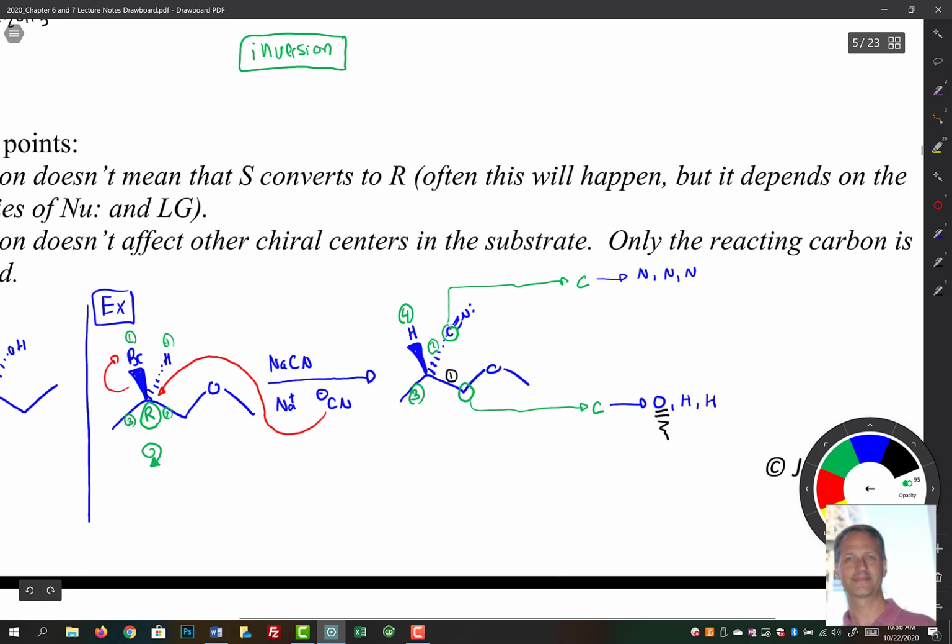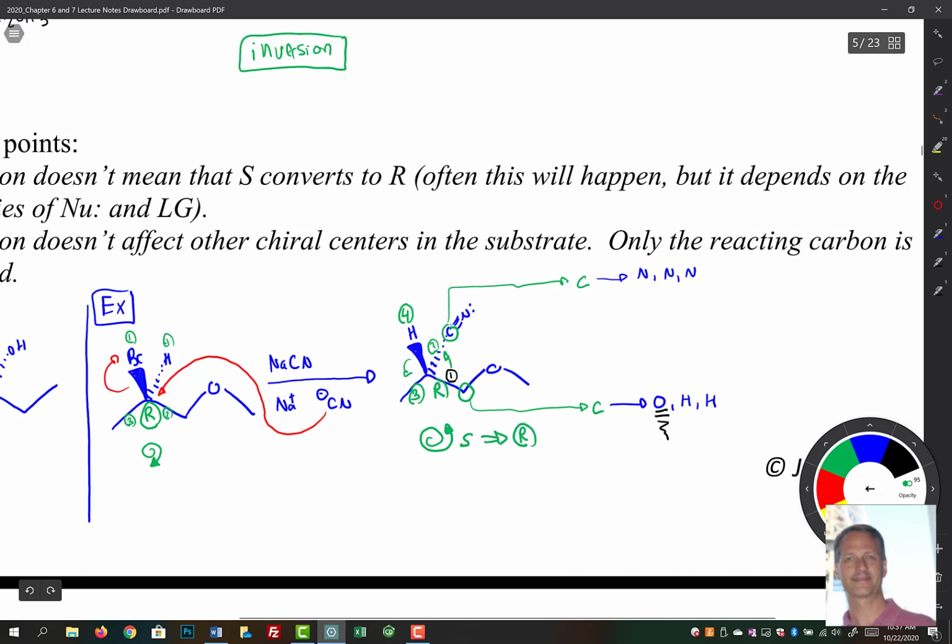So we're going here from a 1 to a 2 to a 3. It's moving around this direction. Okay, so then it's S. Well, then did we go from R to S? Well, in this case, not really, because remember, number 4, our lowest priority, is pointing towards us. So recall, we have to switch our answer to R.